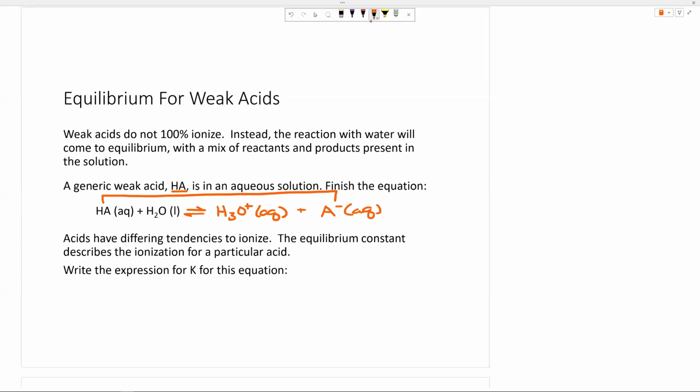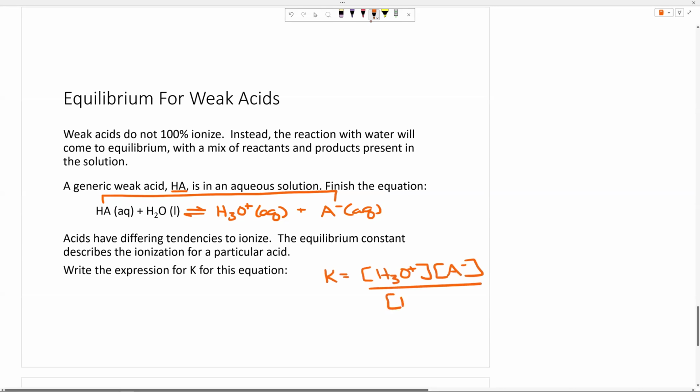And not all weak acids are the same. Some are stronger, some ionize more, give away more protons, some are weaker. So that equilibrium expression will help us with that. When I look at that, K is going to be hydronium times A minus, products over reactants, over HA. And because this is for an acid reacting with water, I'm going to put a little subscript a there. Ka tells you that that's for that acid reacting with water.